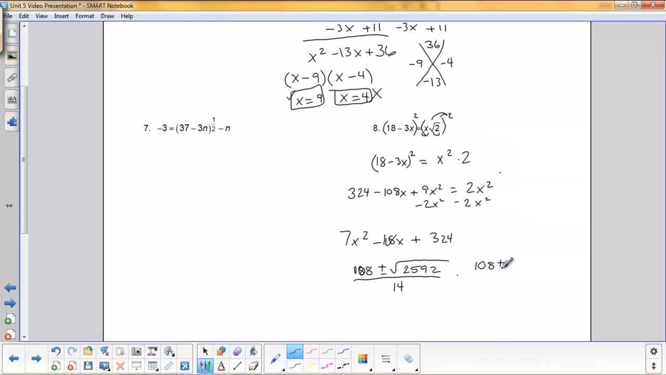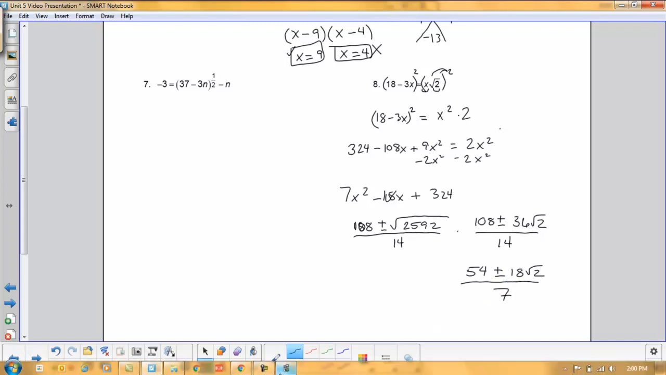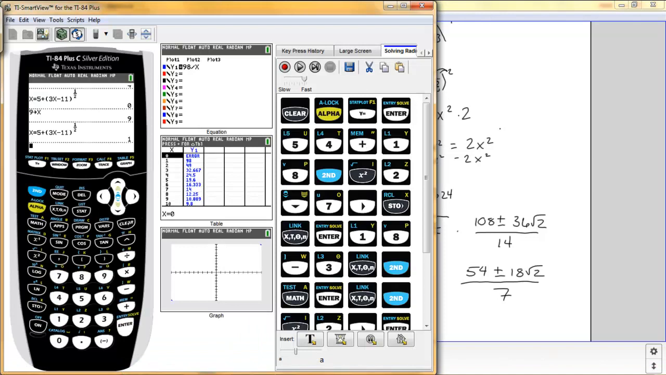108 plus or minus 36 square roots of 2 divided by 14. All even, so let's take out the GCF of 2, and I get 54 plus or minus 18 square roots of 2 divided by 7. We'll go ahead and employ Boolean algebra one more time to see our answer. Clear out our previous script, and we'll run this one.